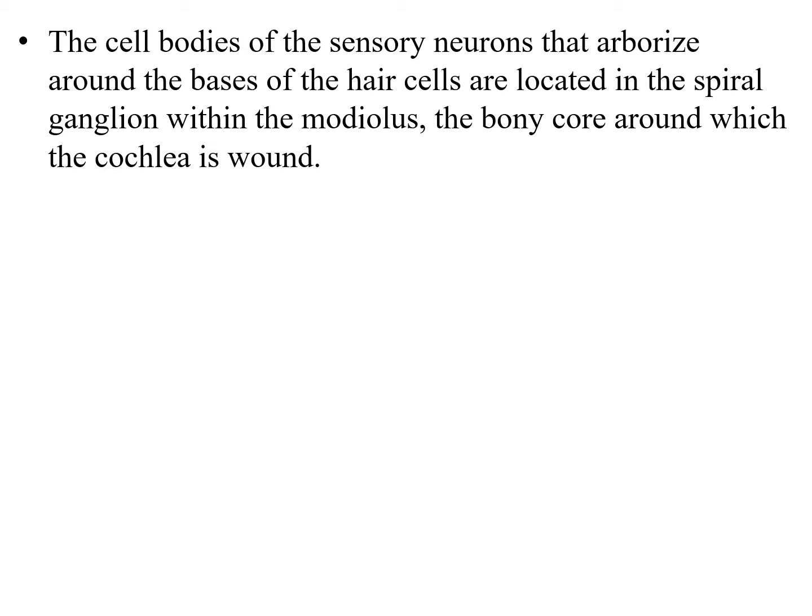The spiral ganglion, as shown in the picture, was located within the bony core of the cochlea, that is the bony labyrinth. That bony core also has a name. It is known as the modiolus. So again, the cell bodies of the ganglion that is responsible for the first reception of signals from the hair cells is located within the modiolus of the cochlea, and it is known as the spiral ganglion.